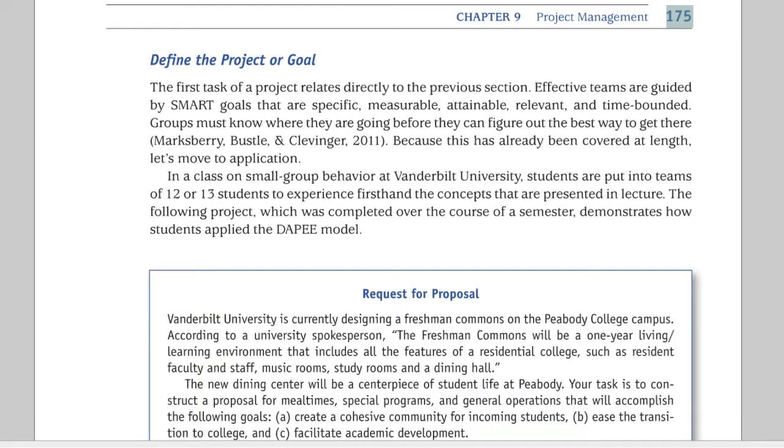Define the project or goal. The first task of a project relates directly to the previous section. Effective teams are guided by SMART goals that are specific, measurable, attainable, relevant, and time-bounded. Groups must know where they are going before they can figure out the best way to get there. Marksberry, Bussell, and Clevinger, 2011. Because this has already been covered at length, let's move to application.